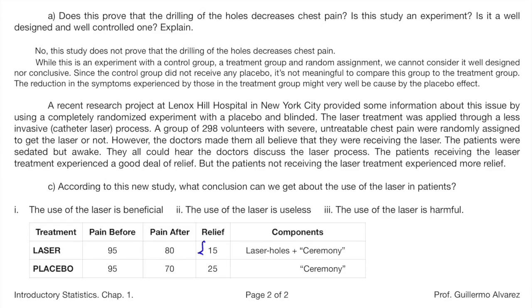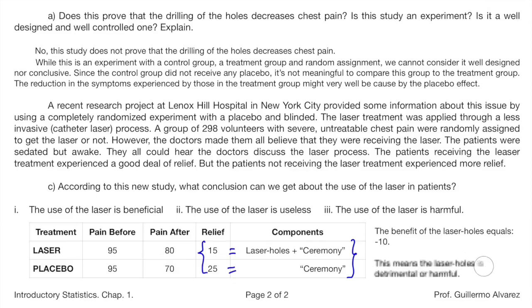25. Notice that here we have a system of two equations with two unknowns. So what's the benefit of the laser in itself? You can solve this question by solving this system of equations, which should be so easy. If you do it, you will see that the benefit of the component laser holes is -10. A negative benefit is a damage. The laser in itself is harmful.